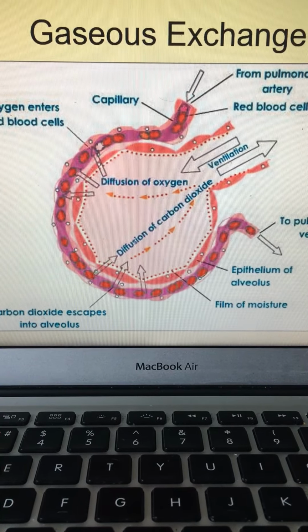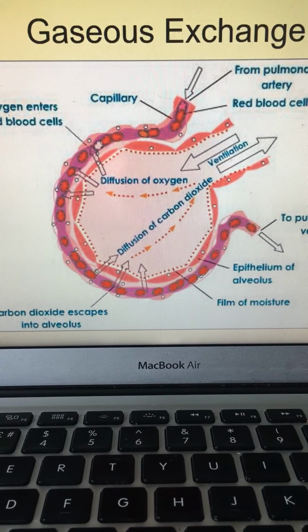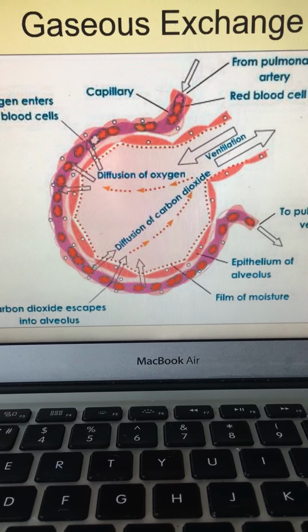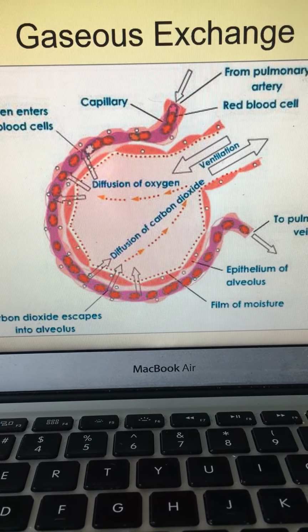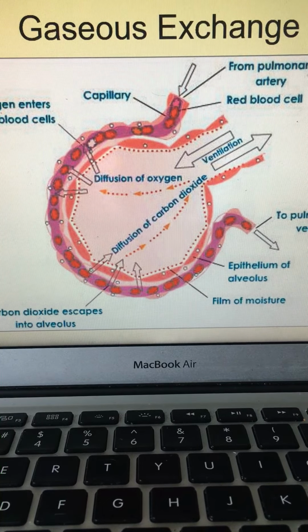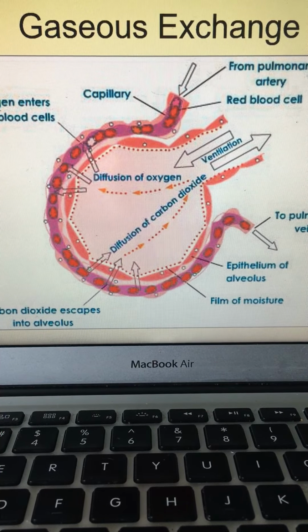So the fresh air we've brought in is rich in oxygen. The blood getting back to the lungs is very low in oxygen, because that oxygen has been used up by the muscles and other tissues on its way around the body. So we have a pressure gradient there. So the oxygen will diffuse from the high pressure area in the alveoli into the low pressure area in the blood.